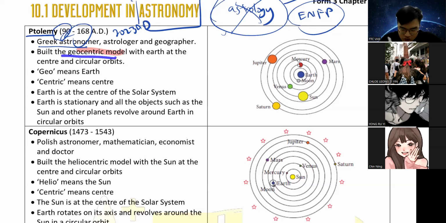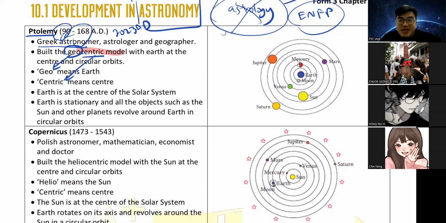Right, so this is called a geocentric model. What do I mean by this? Geo means earth and centric means center. Geocentric means earth is right smack in the middle. We are surrounded by the sun. And guys, I have to say, we believed in this for the longest time.